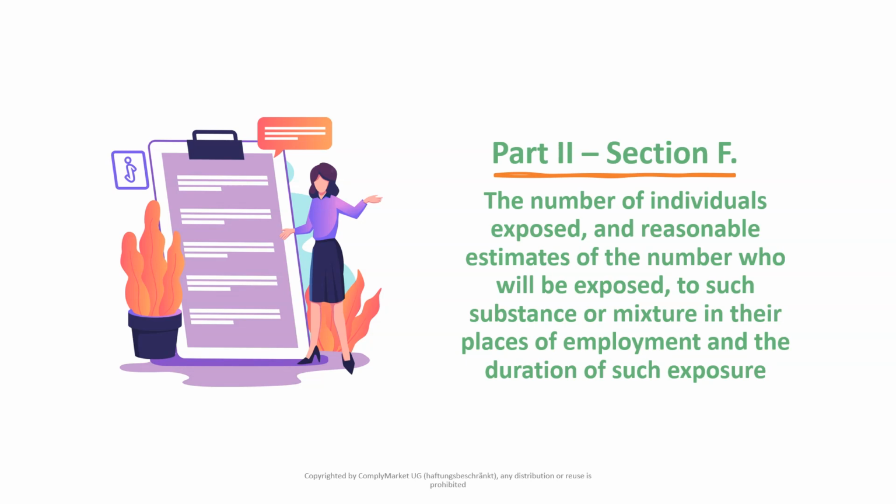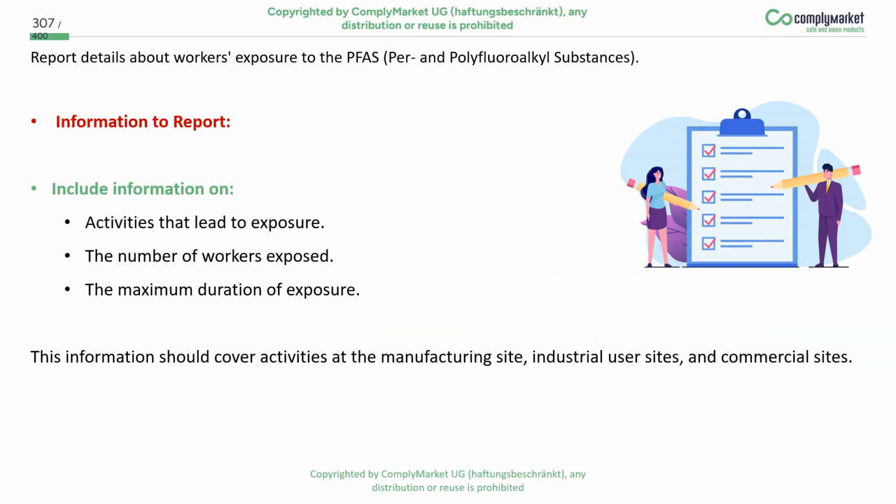Part 2, Section F, the number of individuals exposed and reasonable estimates of the number who will be exposed to such substances in mixture in their place of employment, and the duration of such exposure. So that's only for, again, chemicals and not for importers of articles. So you need to include activities that lead to exposure, number of workers, maximum duration of exposure.